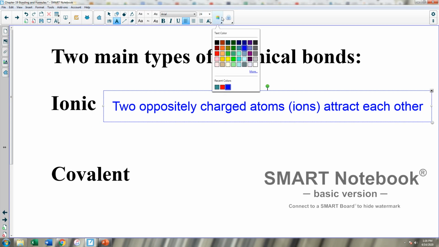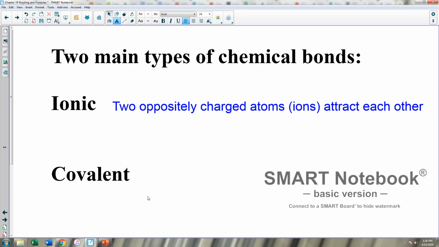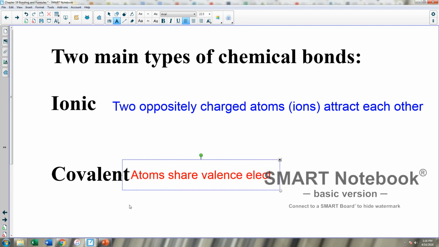Covalent bonds are a little bit different. Covalent bonds are something that only certain kinds of elements will even do. Only nonmetals will form covalent bonds. So covalent bonds are when you have, we see the words co, like together, and valent, like valence. So this is when atoms share valence electrons.